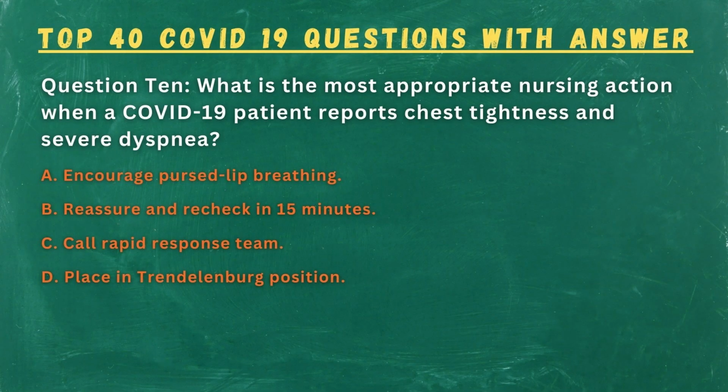Question 10. What is the most appropriate nursing action when a COVID-19 patient reports chest tightness and severe dyspnea? A. Encourage pursed lip breathing. B. Reassure and recheck in 15 minutes. C. Call rapid response team. D. Place in Trendelenburg position.